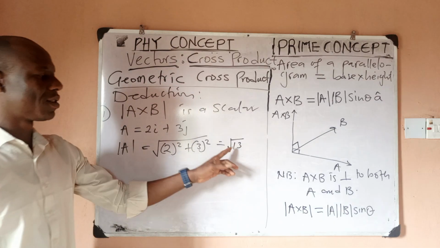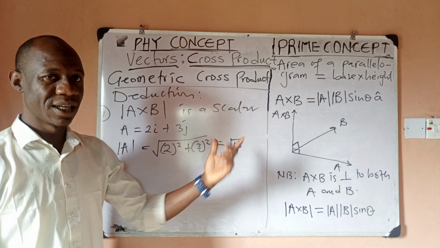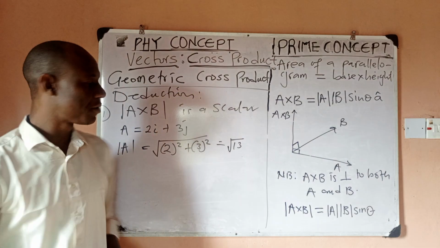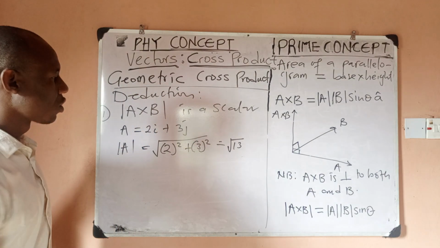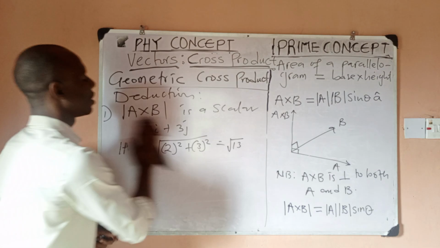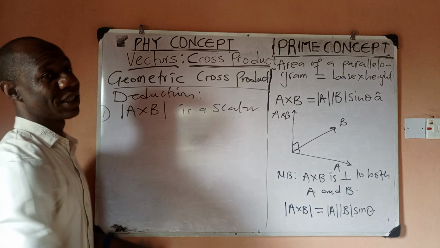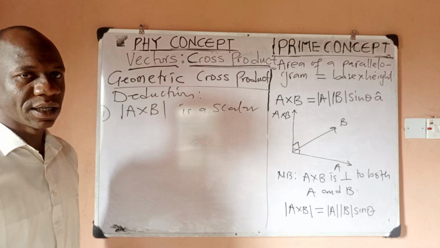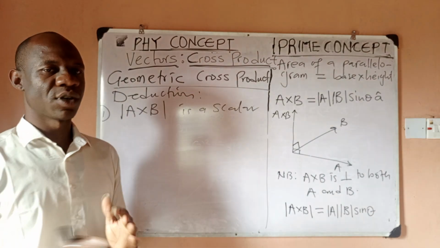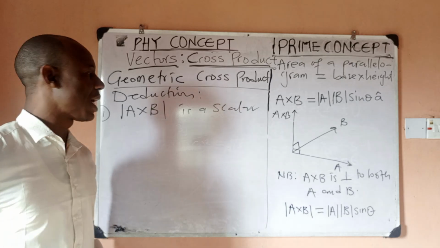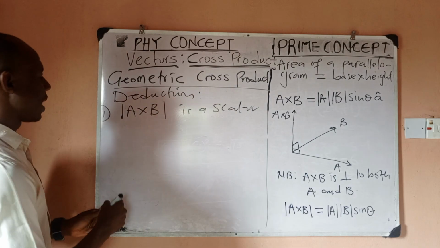Did you see that root 13 does not have i or j or k? So it means the magnitude of every vector is a scalar. And if that is the case, we can conclude that our first deduction is true, because this means the magnitude of A cross B is going to be a scalar. Exam would ask you this, that which of the following options is correct? The magnitude of A cross B is a vector, it is a scalar, and so on. So this is a scalar.